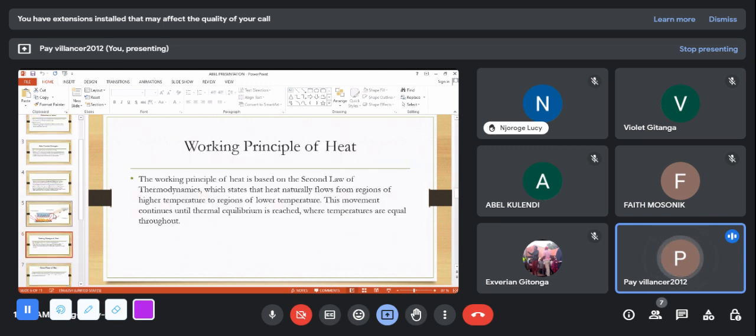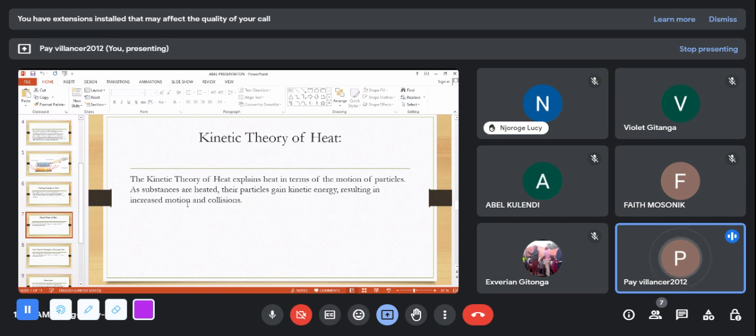Now, I want us to check the working principle of heat, and we can say the working principle of heat is based on the second law of thermodynamics. In college, we went through thermodynamics, and thermo simply means heat. This principle states that heat naturally flows from regions of higher temperature to regions of lower temperature. This movement continues until thermal equilibrium is reached, where temperature is equal throughout.